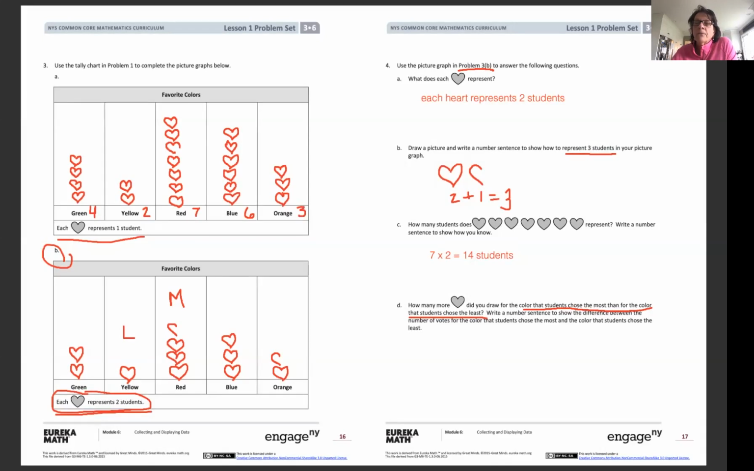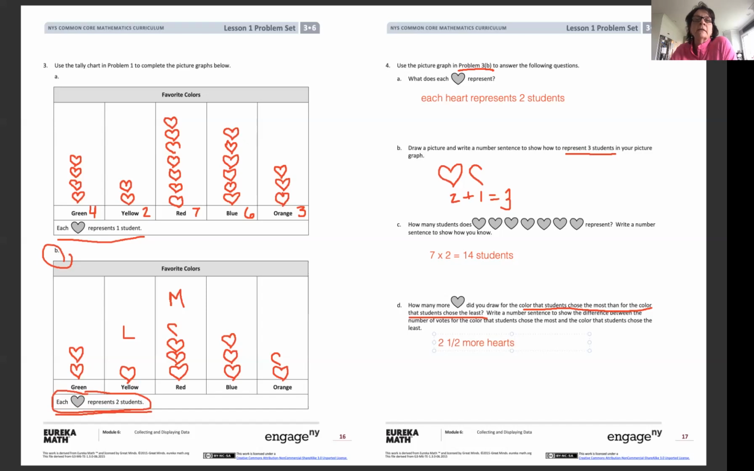All right, so how many more hearts did we draw for the color that students chose the most? Well, red was 3.5 hearts. Yellow was 1. So if we count over and above that 1 heart, we would get 1, 2, 2.5 more hearts. So we could write that here as 2 and 1/2 more hearts. Okay. And then it says to write a number sentence to show the difference between the number of votes for the color that students chose the most and the color that students chose the least.